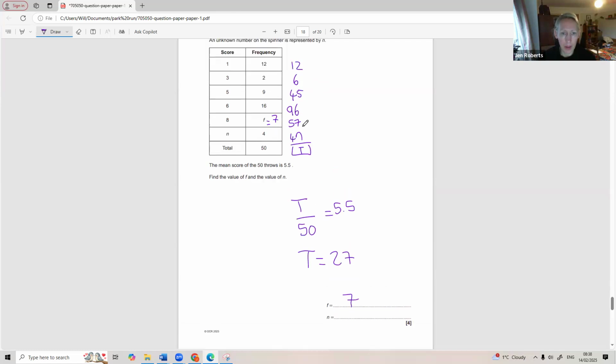So let's just add up what we have here already. We've got 12, add 6, add 45, add 96, add 57, which is 216 plus 4N. I mean to write 270 here. Let me just check. Oh no, 275 equals 275. So let's make N the subject. Let's solve to find N. Let's take 216 from both sides.